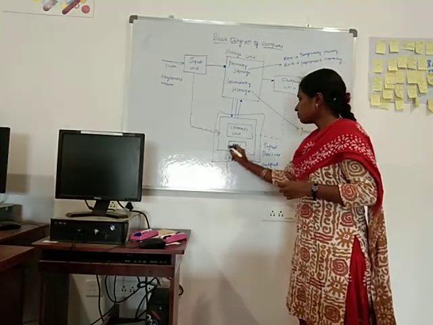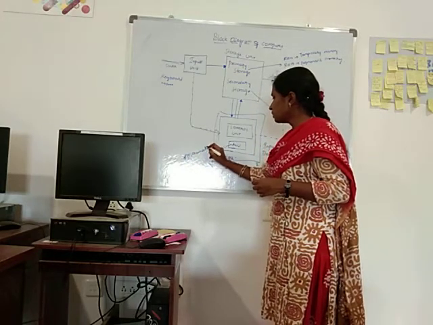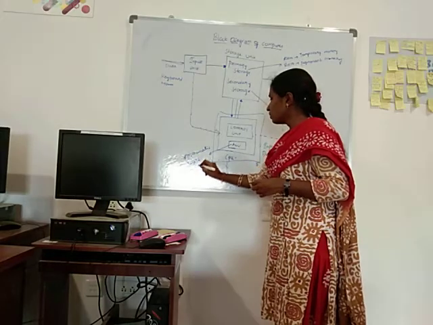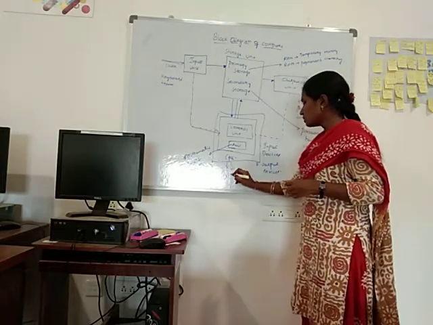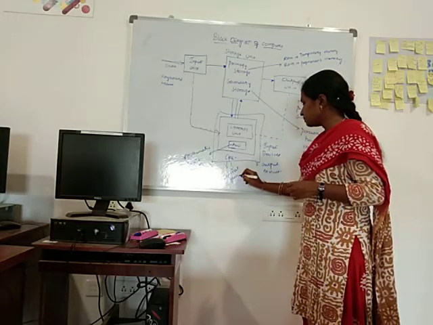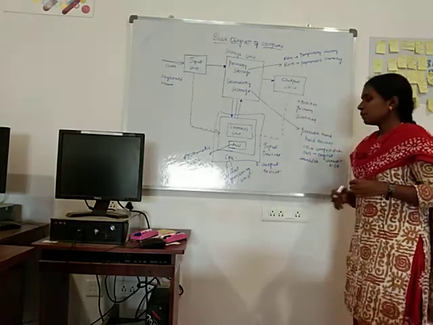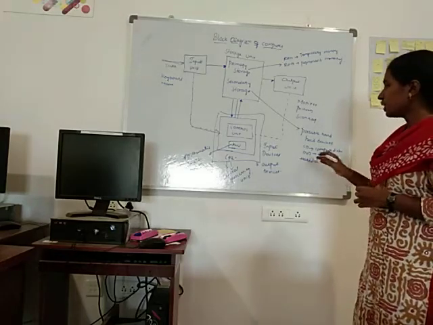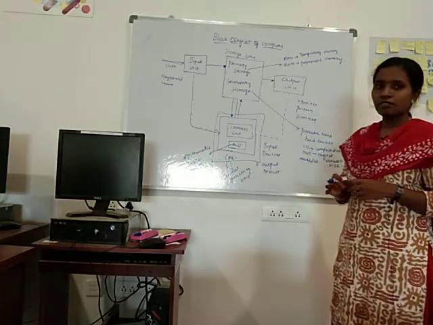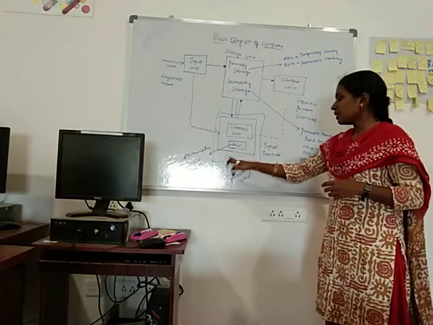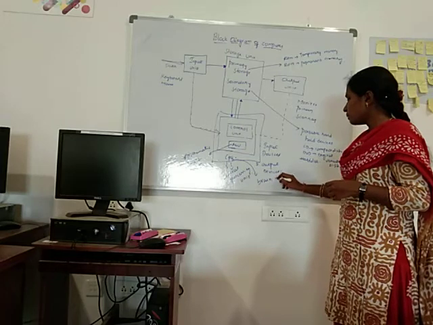So ALU stands for arithmetic logic unit, and CPU stands for central processing unit. Without a CPU we cannot do anything in a computer. Whatever data and whatever result we want will be generated by the CPU. So that's why we call the CPU the brain of the computer.